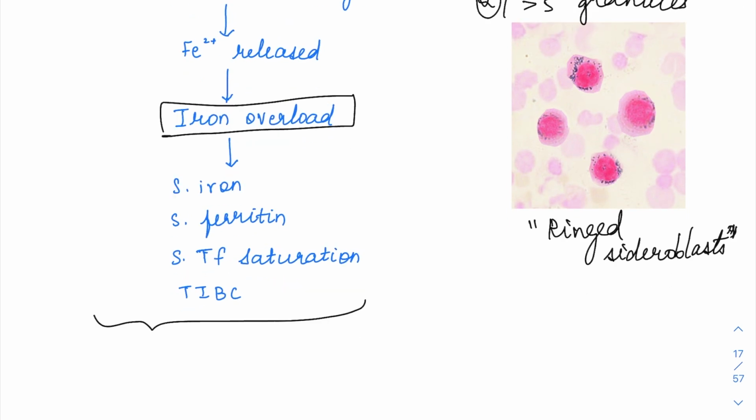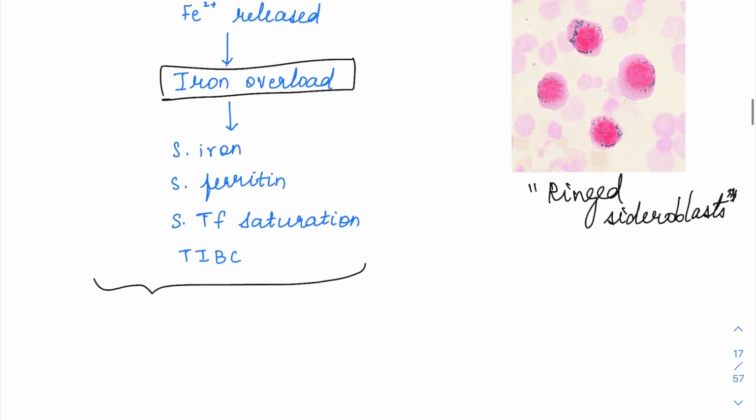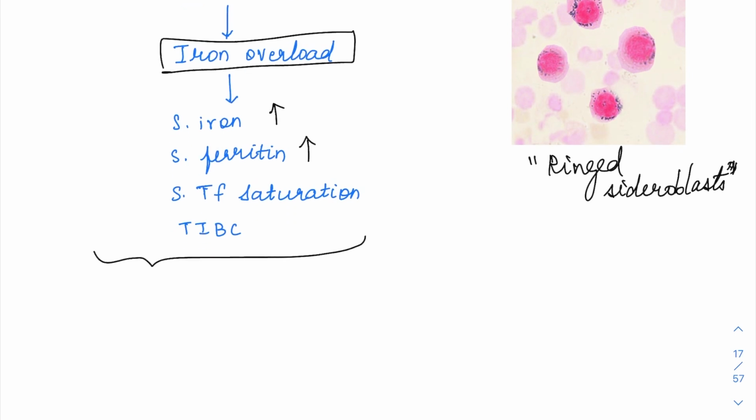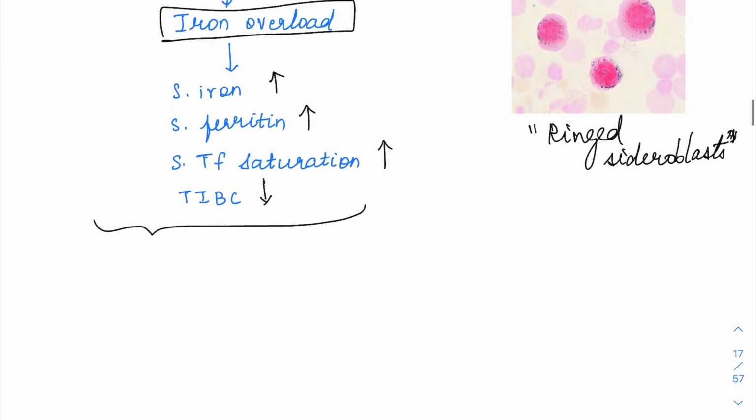So what will be the findings? It is going to be the exact opposite of IDA. Serum iron here will be elevated. Serum ferritin, obviously, when the iron is there, the storage form is also going to be more. With iron overload, it is going to get stored. Then the serum transferrin saturation is going to be more, because lots of iron is there and it has already taken up all the iron possible. So saturation is going to be high, and the total iron binding capacity will be low, because it is like enough. So TIBC is going to be low. This is the exact opposite of IDA.